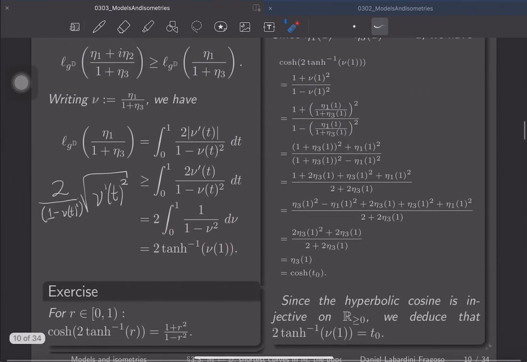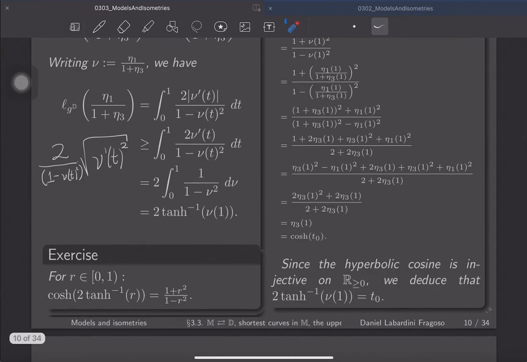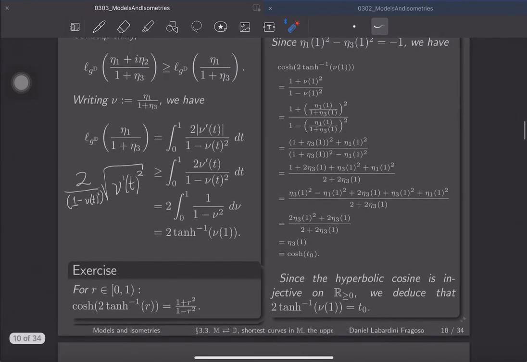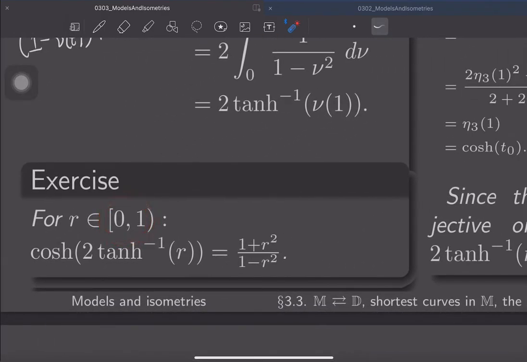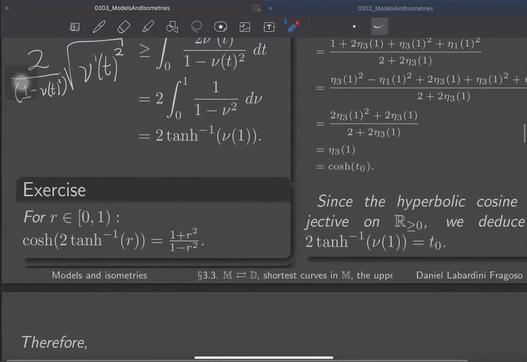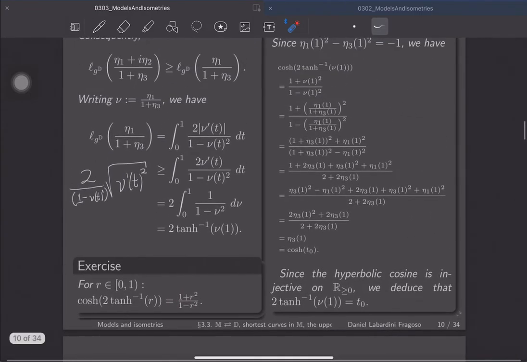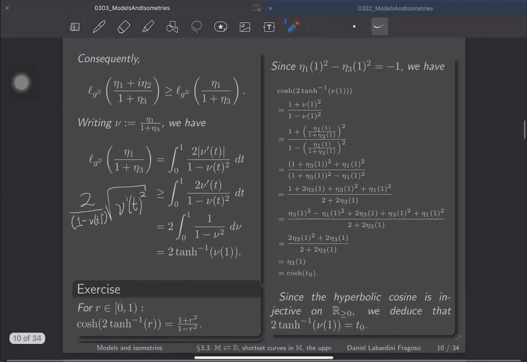Okay. Now I'm halfway, but now the exercise: for any point in the closed open interval, I have this formula. Hyperbolic sine of 2 times hyperbolic tangent arc of r is this expression from the exercise. Okay, that I'm about to use, because you see that here I have precisely something like that.